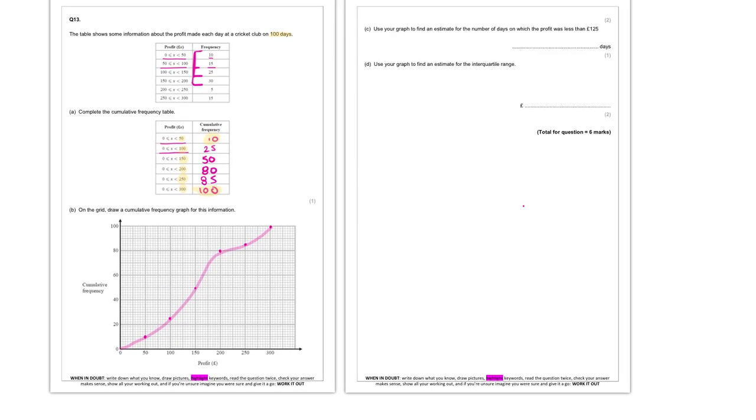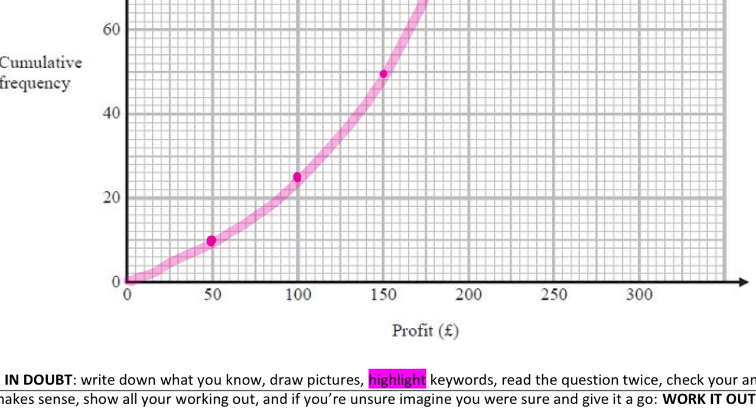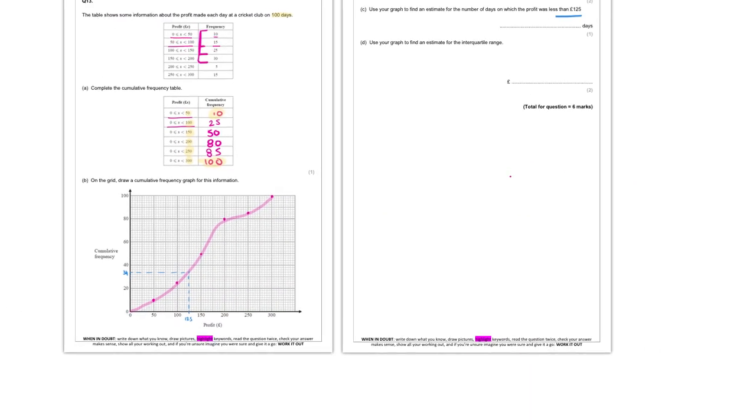we've drawn our graph. It says use a graph to find an estimate for the number of days in which the profit was less than £125. Okay, where is £125? £125 is here. So you can go up on your graph, I'm going to stop there, and go across. We can see that this is 32.4. This is 34. If you draw these lines as well, if you make a slight mistake, you will get method marks. So we can see here we've got 34.